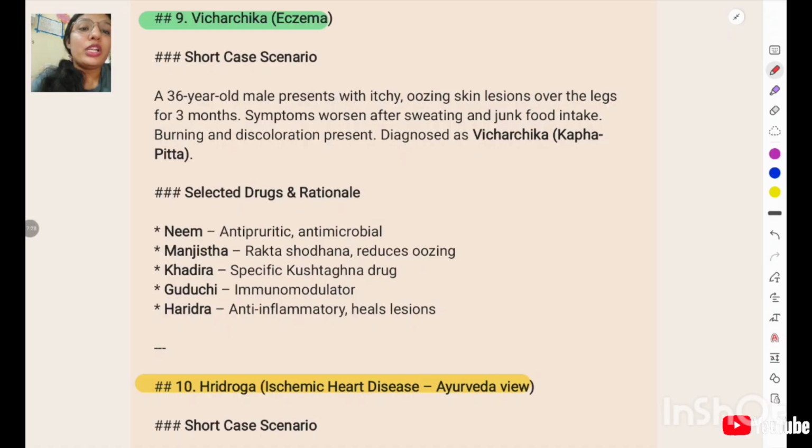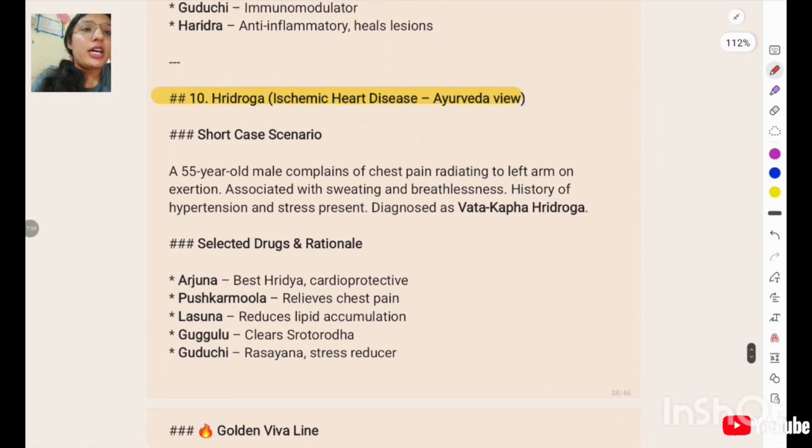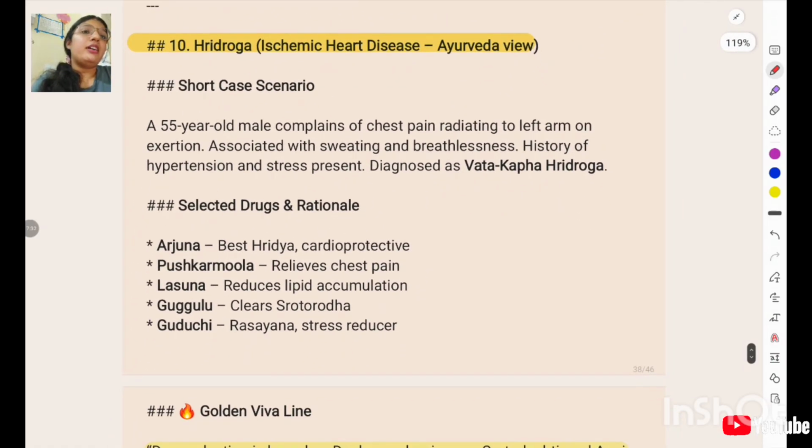Guduchi, immunomodulator. Haridra, anti-inflammatory. Hridroga: the scenario is that a patient is having chest pain radiating to the left arm, so again it's an MI patient, and we can give the Hridya Prabhava drug Arjuna. Then Pushkaramula, Lasuna is also having a cardiotonic action. Guggulu clears the Srotorodha. Guduchi, Rasayana and stress reducer.